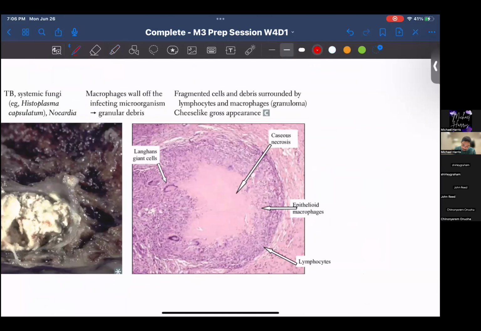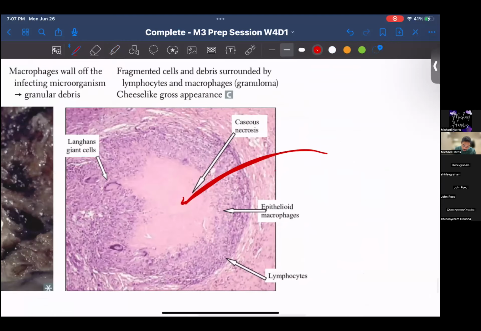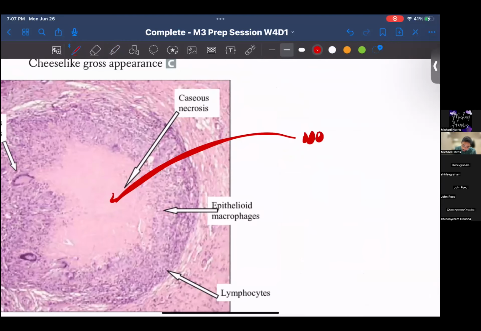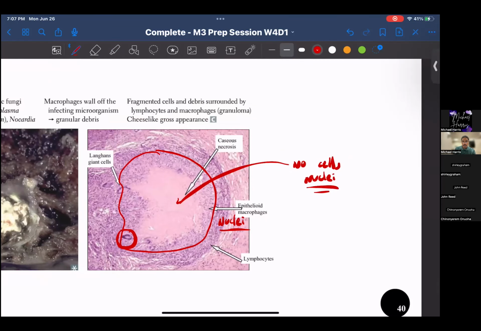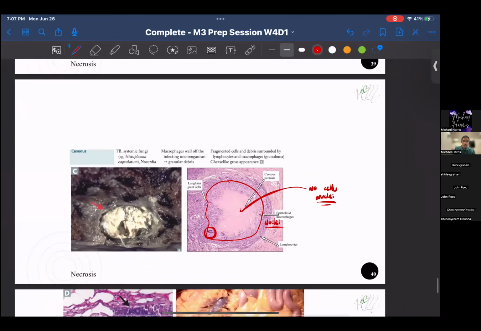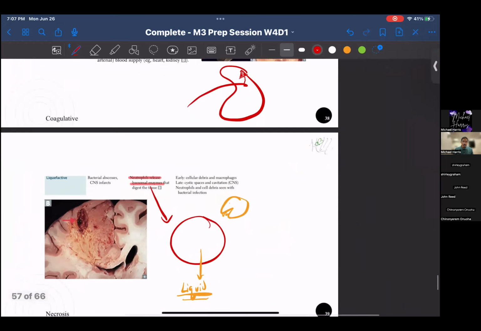Here you can see in the center, since I told y'all I was going to show you, there's no cells here, no nuclei. So that's how you know this is a caseating granuloma. Okay. But on the outside, you have all these nuclei. And this lovely guy that I'm going to talk about on Thursday. Okay. So, yep. Does anyone have any questions about anything?